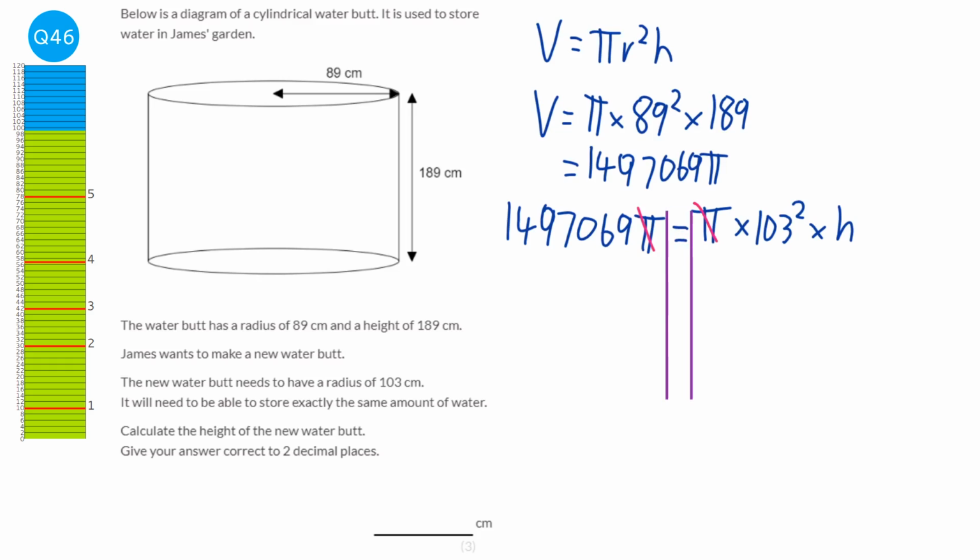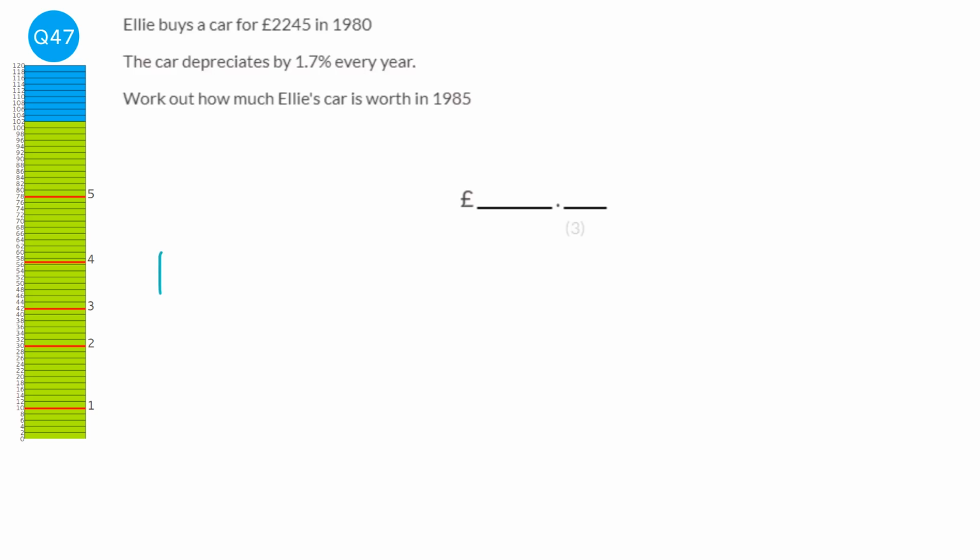And then we can get our solving lines in, and we can divide both sides by the 103 squared. And on the left hand side we get 141.113 and so on, and on the right hand side we get h. So the height will be 141.113. It says it wants it to 2 decimal places, so that would be 141.11.